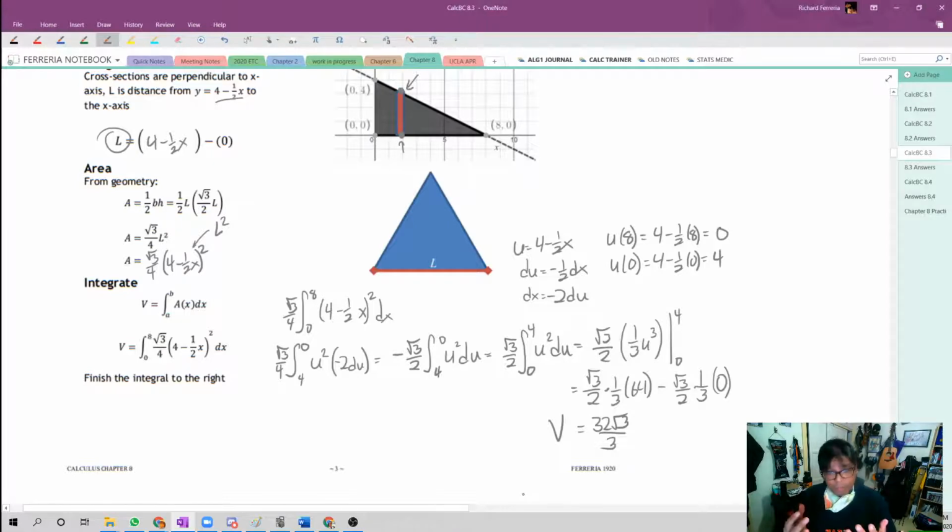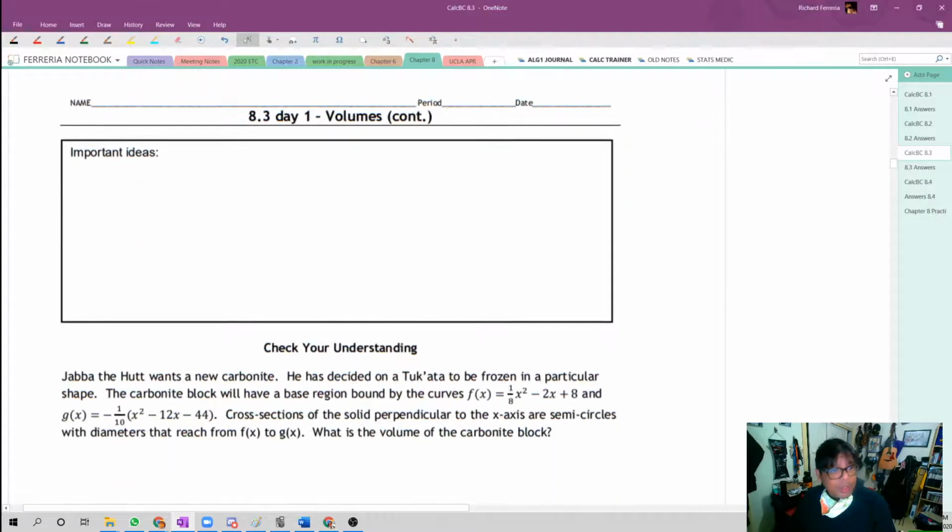So that's what we need to do. Most of that integration stuff should be review. But this right here, this is a formula you need to really work with, okay? So let's get to the next page here, which would be important ideas. What are the important ideas?